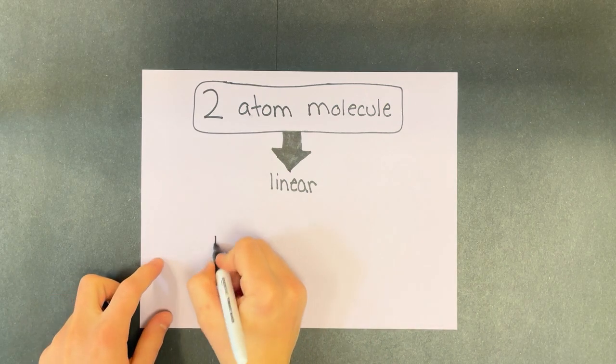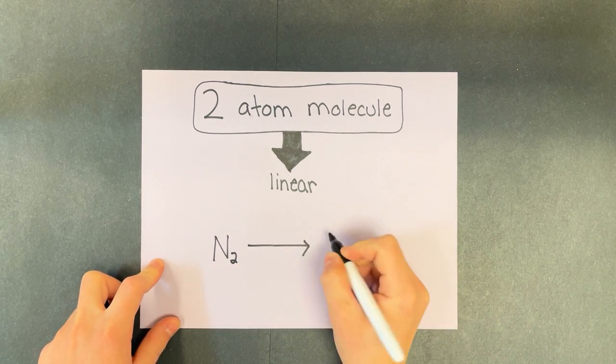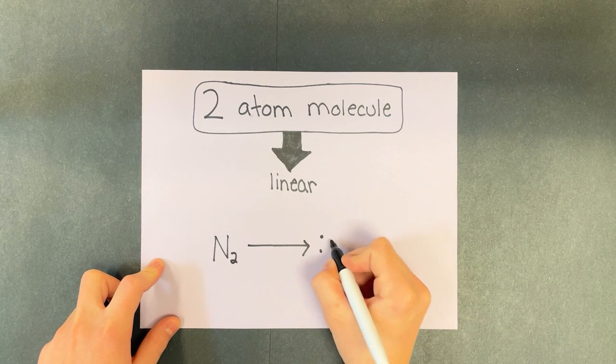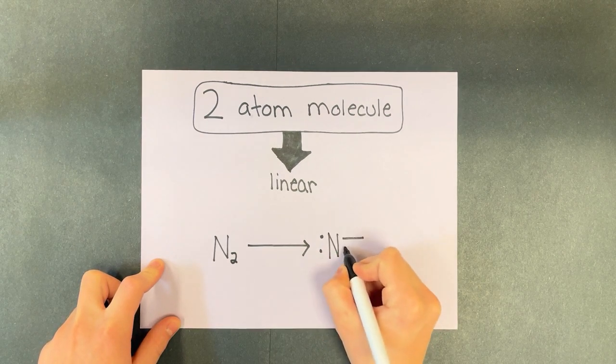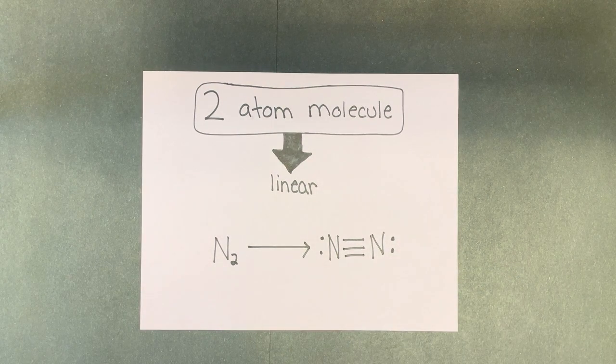Let's look at how to determine the molecular shape of a 2-atom molecule. It is very simple, as 2-atom molecules do not have a central atom, which means they cannot have any bond angles. So the only shape is linear for 2-atom molecules, like the example N2 shown here below.